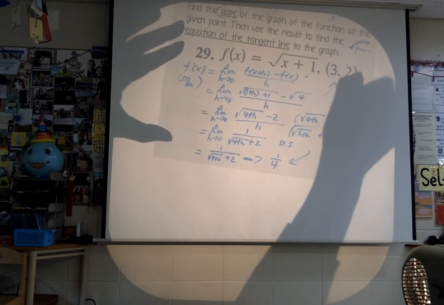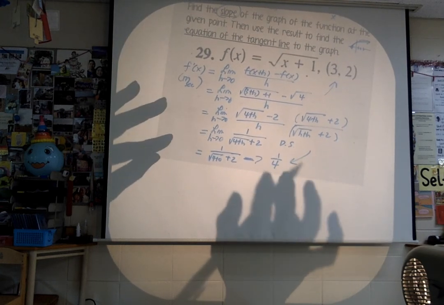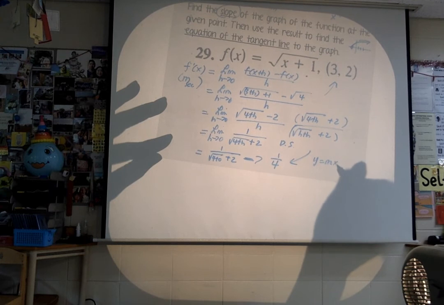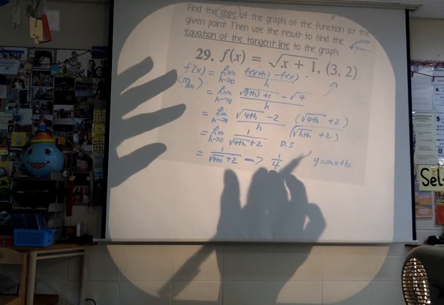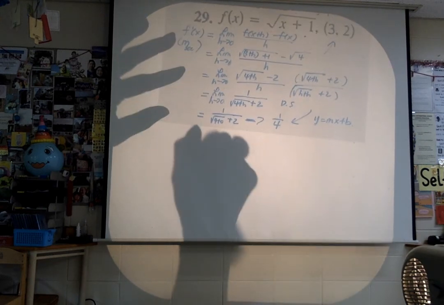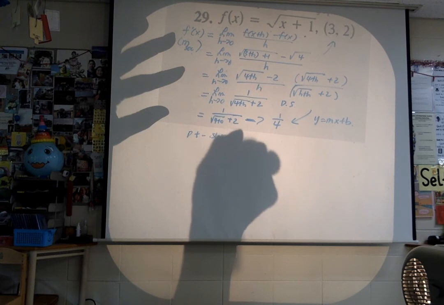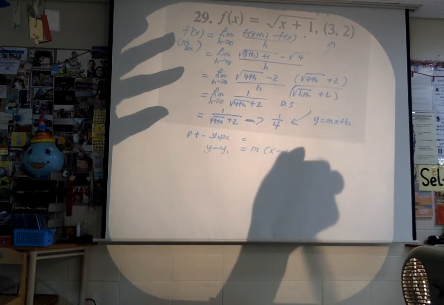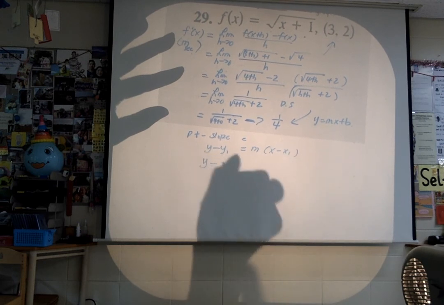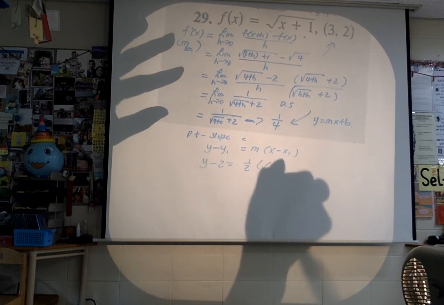Now here at (3, 2), this is a slope for sure, and you know that it has to be somewhere like this, right? Linear, but this is (3, 2). You're given a point and a slope, so let's write it in point slope form. Y minus y1 equals slope times x minus x1, so I'm going to plug it in. Y minus 2 equals 1/4 times x minus 3.